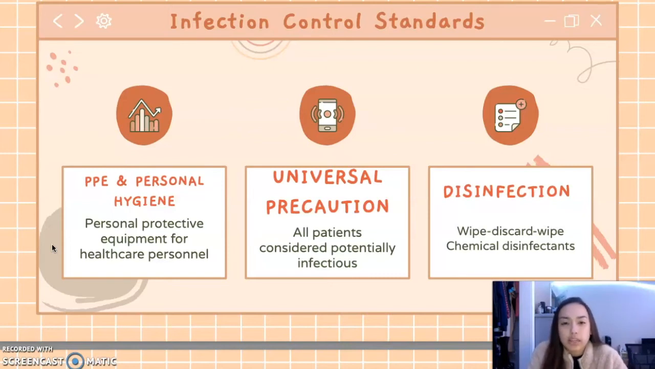It also includes universal precaution, which means that all patients are considered potentially infectious with viruses or diseases such as AIDS, HIV, and hepatitis B. So remember, it applies to all patients. And lastly, it also includes disinfection, which needs to be properly done using chemical disinfectants and the wipe, discard, wipe method during operator setups, in between patients, and breakdowns.